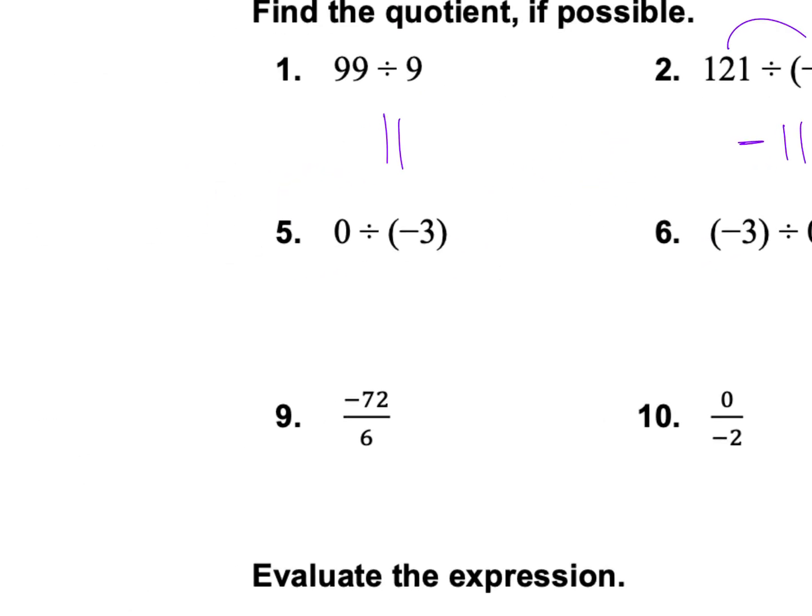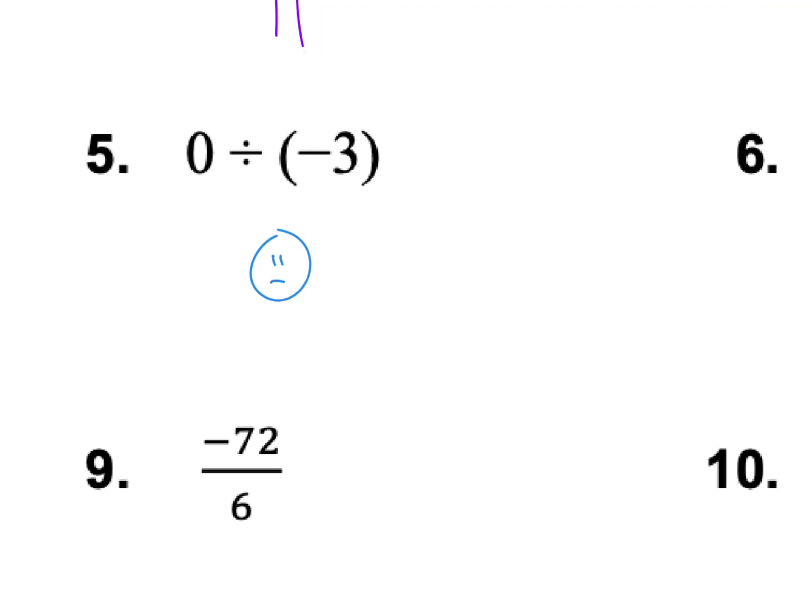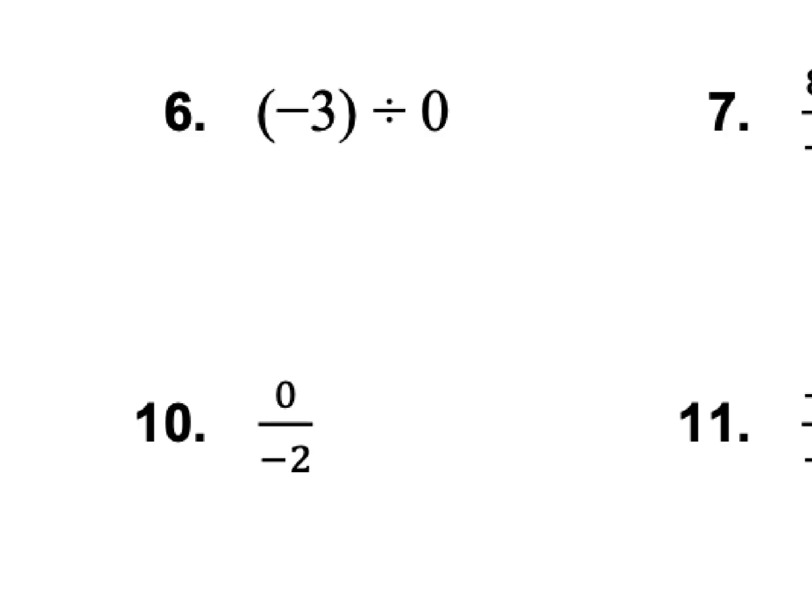Okay, let's keep going. Number 5, 0 divided by 3. I have 0 cookies, but I have 3 friends. That means we're all getting 0 cookies. This one, though, is I have negative 3 cookies, which in my mind is 3 cookies that are upside down, and I'm going to give them to nobody. So this is actually undefined.